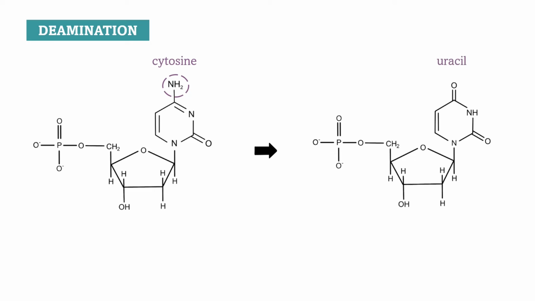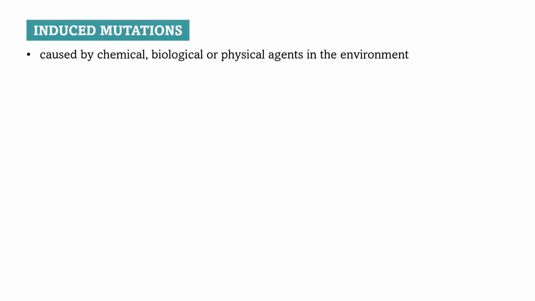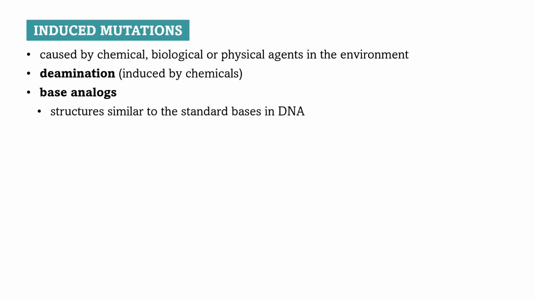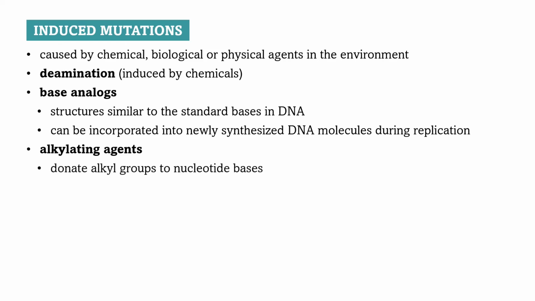However, mutations can also be caused by chemical, biological, or physical agents in the environment. These are called induced mutations. Some chemicals can induce deamination, which we've just mentioned. Then there are chemicals called base analogs that do have structures similar to the standard bases in DNA and as a result can be incorporated into newly synthesized DNA molecules during replication. What's more, chemicals called alkylating agents donate alkyl groups, for example methyl, to nucleotide bases, inducing all types of mutations.